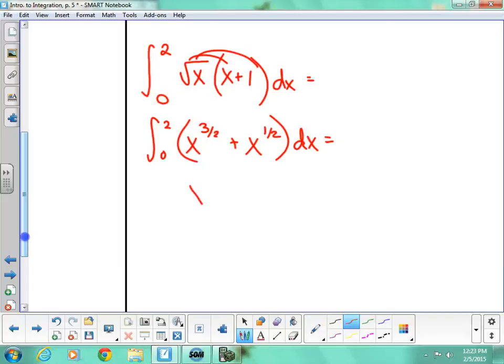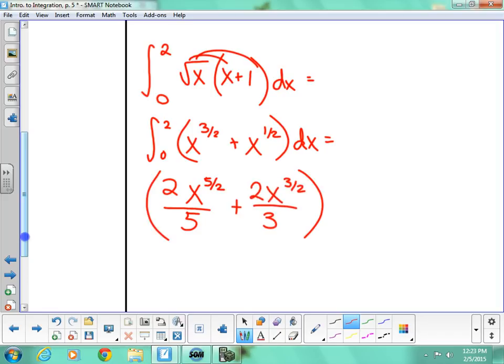So then I go ahead and 3 over 2, sorry, I thought you said plus, Nick Davis. I thought that was your question. Hold on, I'll come back to you. 3 halves plus 1 is 5 halves, so 2/5 x to the 5 halves, plus x to the 3 halves divided by 3 halves, times 2/3, plus c, nah, he's going to go away anyway, from 0 to 2. You guys, plug in, keep going.